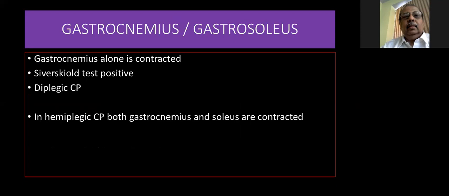So in a diplegic CP, usually you get gastrocnemius alone involved, while in a hemiplegic CP, you get both gastrocnemius and soleus involved. We don't know the reason, but usually it is a gastrosoleus contracture in a hemiplegic CP and gastrocnemius contracture in a diplegic CP.